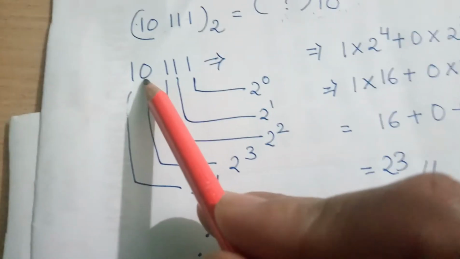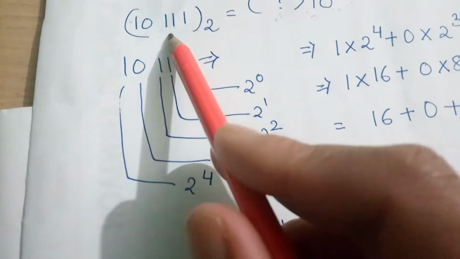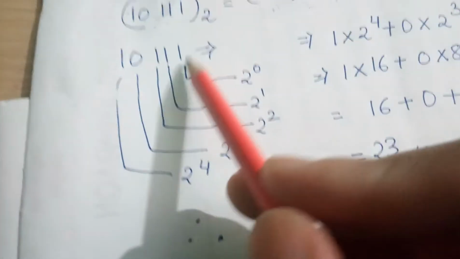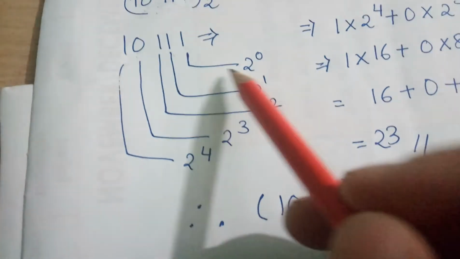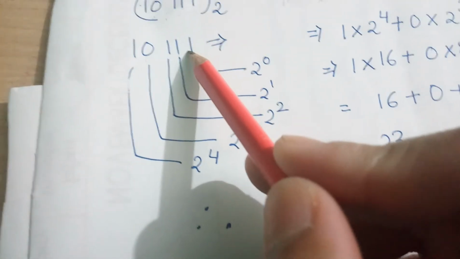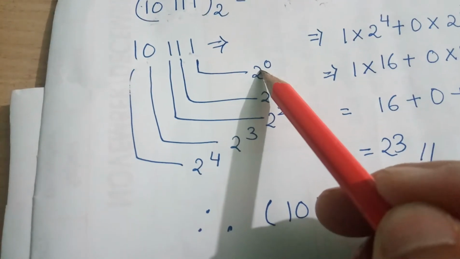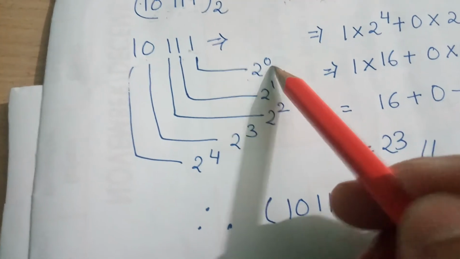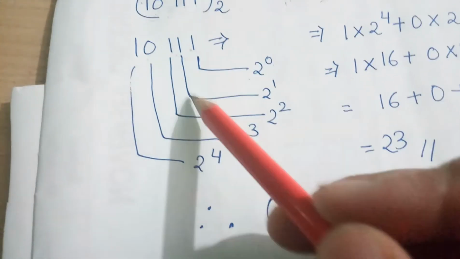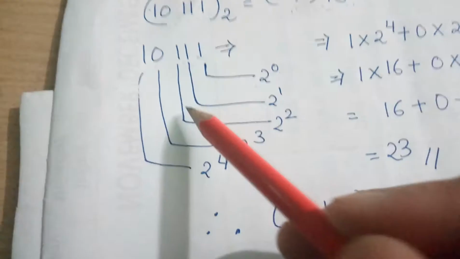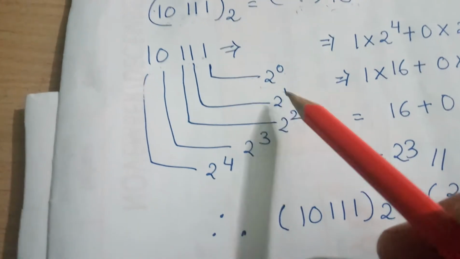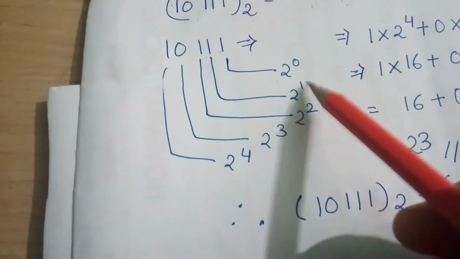So now first you will write this binary number like this, and now you will identify the place values. So 1, this is in 1's place, so that's why its place value is 2 to the power of 0, and this again 1, this next one, is in 10's place, so that's why it has the place value 2 to the power of 1.